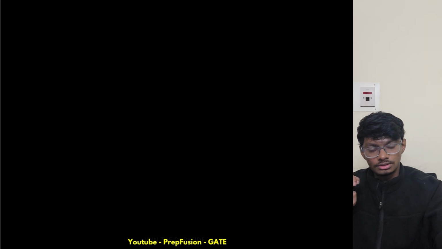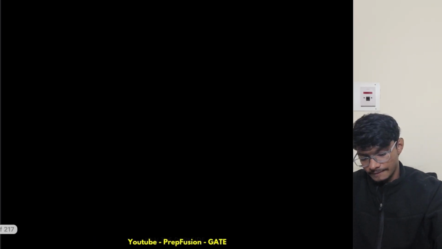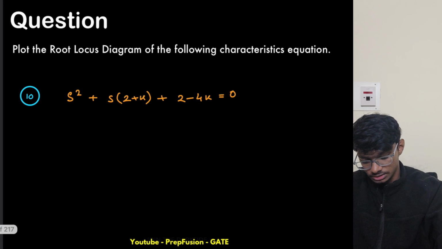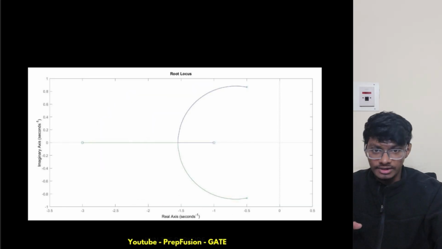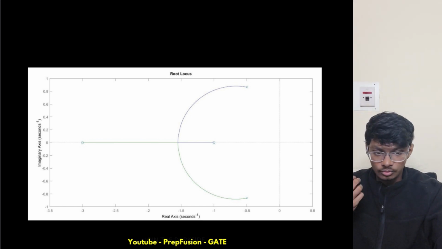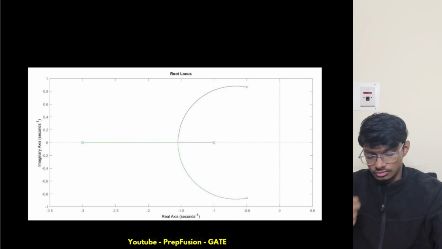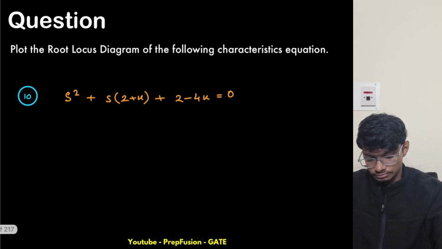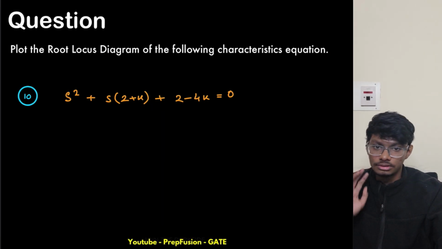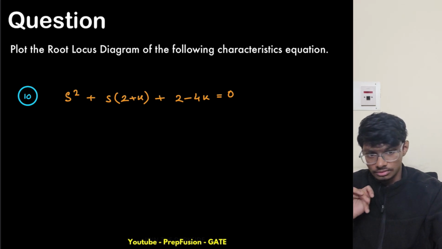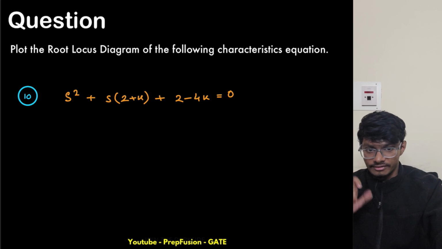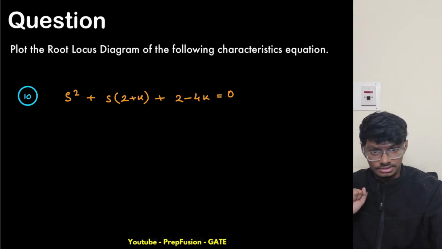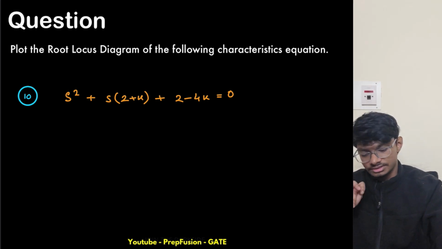Okay, so let's now do the next question. This is the graph that we will get, right? This is the graph that we will get. For this one, it is the same graph only, just the zeros and poles have been interchanged. Basically zeros and poles have been interchanged. Okay, so let's do this question now. So what is this question telling us? We have to plot the root locus diagram for the following characteristic equation.